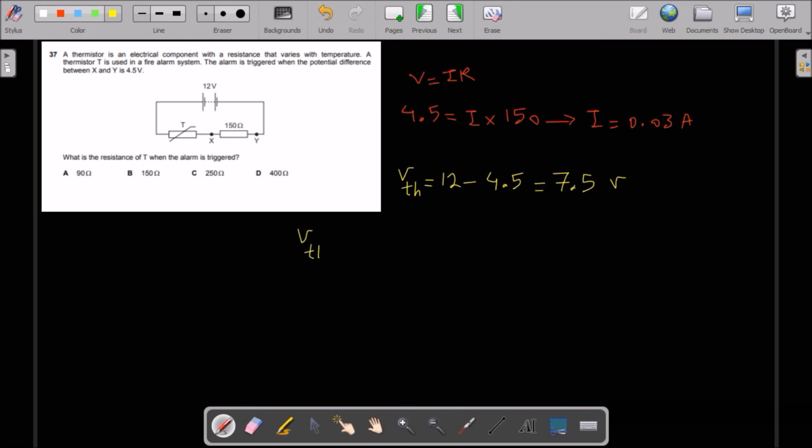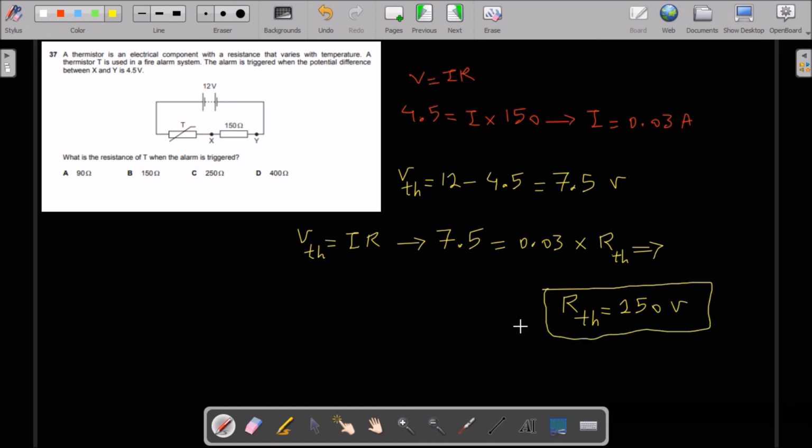Now V of thermistor equals IR. So 7.5, and we know that current in series is equal to the total current, so I can use 0.03 times the resistance of the thermistor. If I calculate, the resistance of the thermistor will be 250 ohm. That's why C will be right.